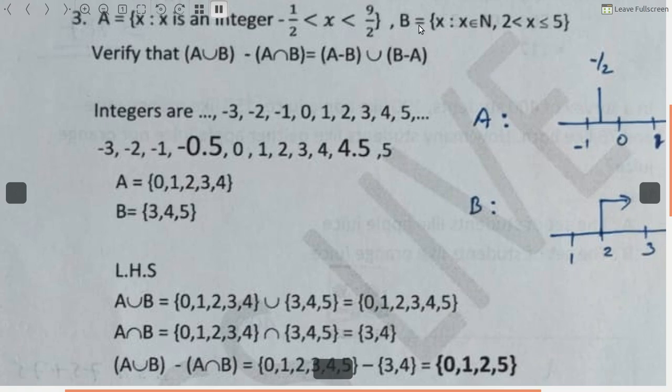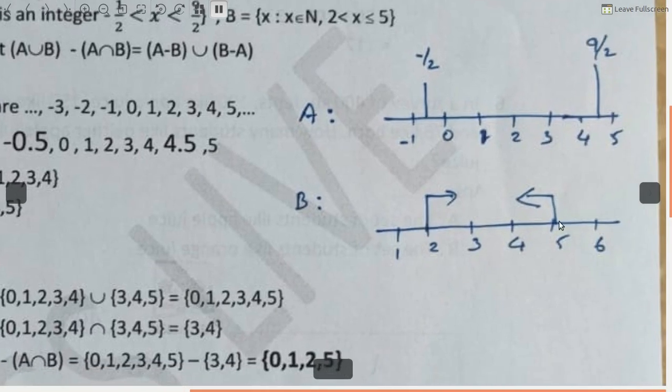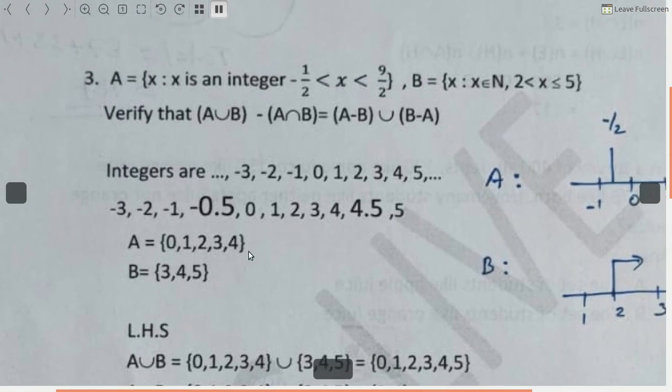Similarly, B is equal to the set of x such that x belongs to N, 2 less than x less than or equal to 5. So from 2 to 5. Here 5 is included. There is no underscore, therefore 2 is not included. Okay, 2 is excluded. So which are the numbers? 3, 4 and 5. So that is all about B. 3, 4, 5. So A and B are obtained.